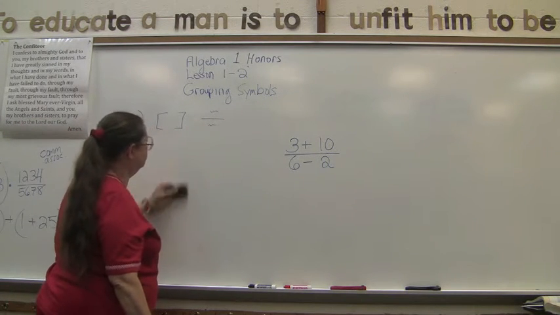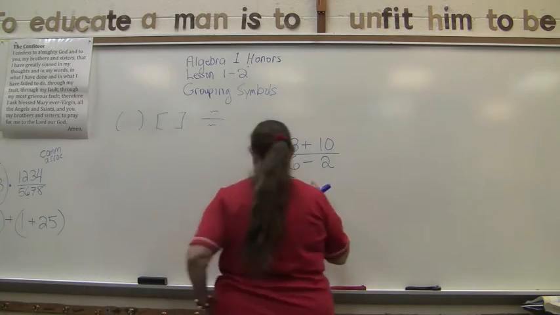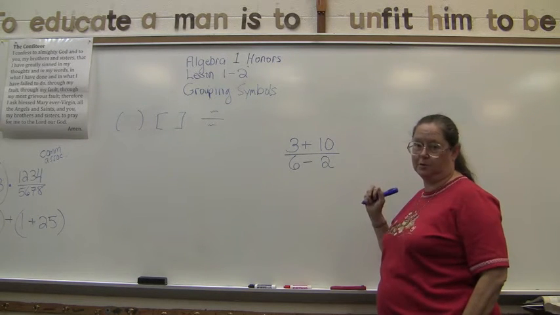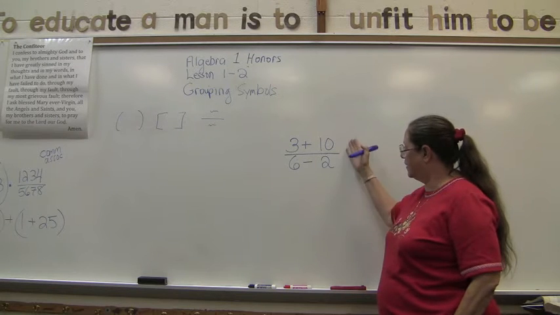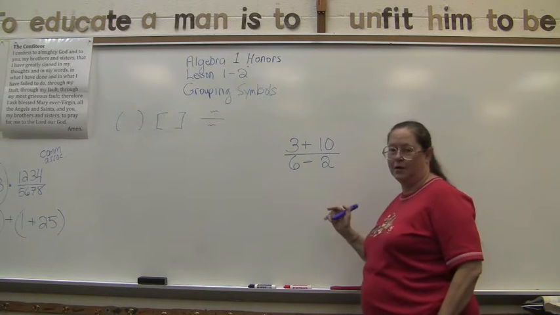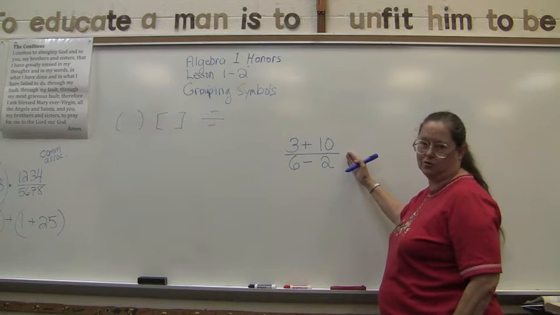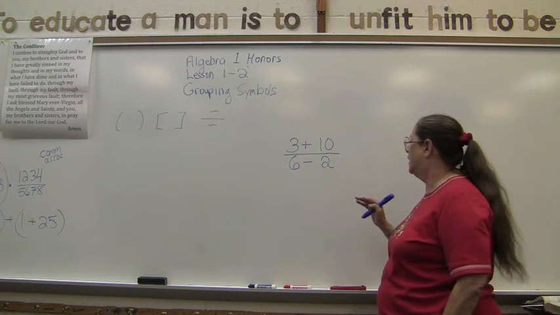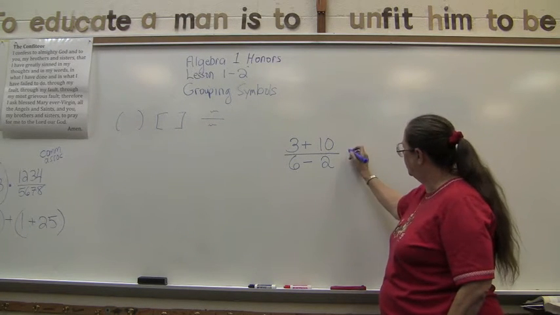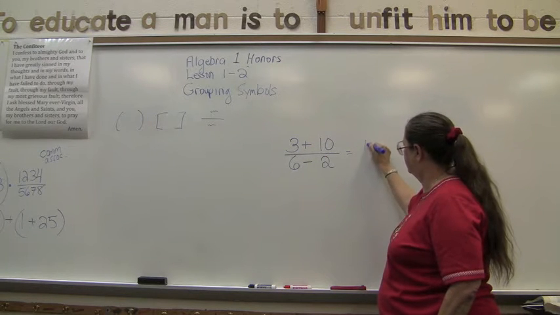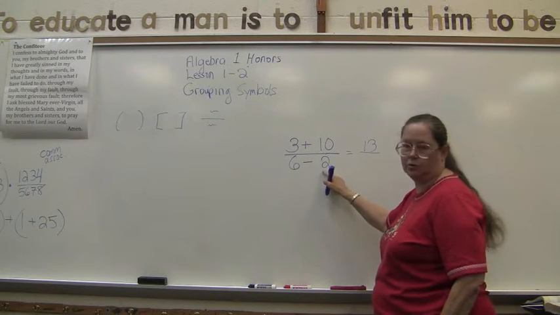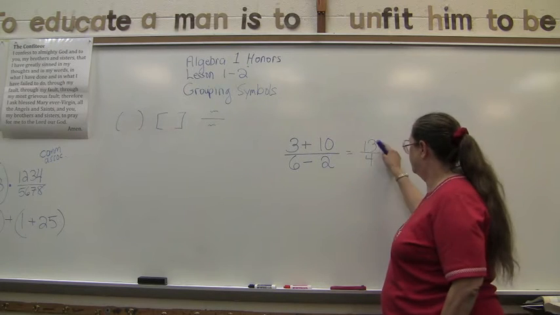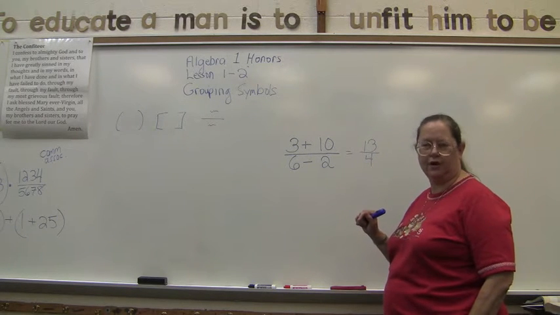Now, over here is why a fraction bar is a grouping symbol. And I want you to remember this, because when we get to variable expressions, this is a classic situation where students want to do some canceling and you're not allowed to. If you look at this, we all know that 3 plus 10 is 13, and 6 minus 2 is 4. So a correct name for that value there is 13/4, which is 3 1/4.